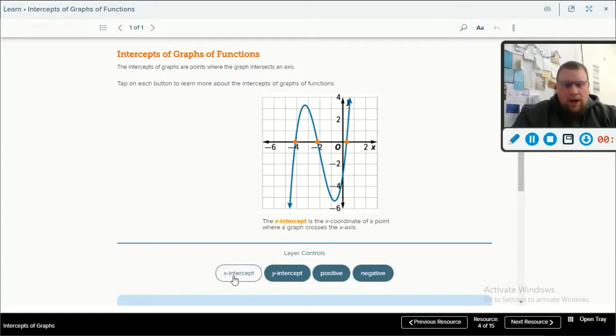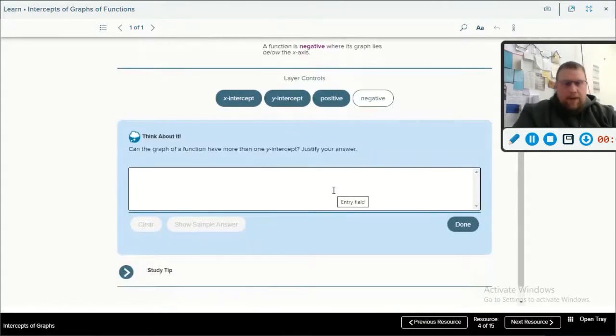What are the y-intercepts? Well, that's where it crosses the y-axis, which is clearly right here. Which would be the point, what? (0, -3). Again, the x value is always 0 at a y-intercept, and the y value is always 0 at an x-intercept. Now the positives, that's everywhere it's above the x-axis, so we see the positives are up here, and the negatives are the opposite, they're down there, okay?